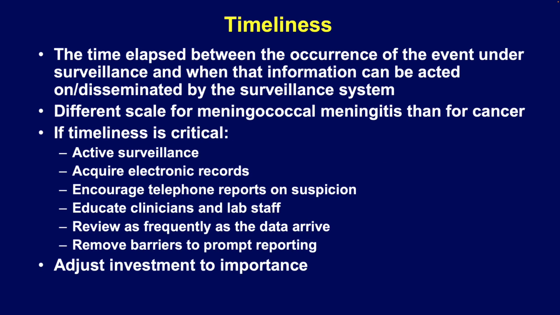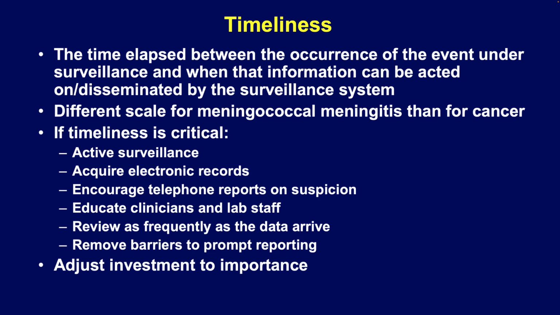We alluded to the surveillance system attribute of timeliness a few slides back with the shigellosis example. It relates to the time that elapses between the occurrence of the event under surveillance and when that information is received by the surveillance system and it can be acted on or disseminated by the surveillance system. Timeliness is really important for some surveillance systems and less important for others. Where there's an outbreak that needs to be investigated and contained quickly, timeliness is really important. If it's a chronic condition like a cancer, for example, timeliness is less critical.